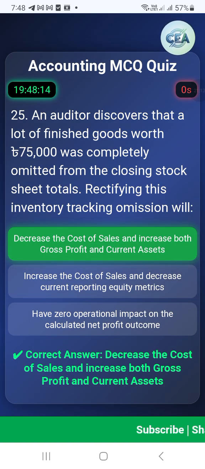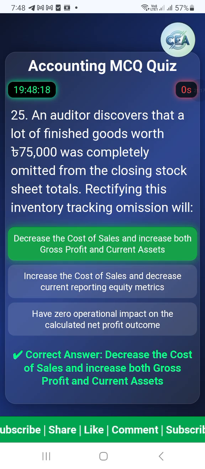Correct answer is decrease the cost of sales and increase both gross profit and current assets.